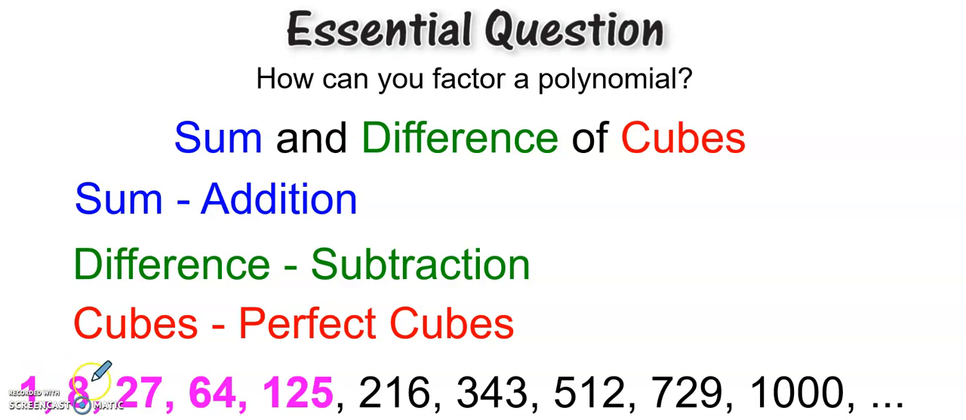1 cubed is 1, 2 cubed is 8, 3 cubed is 27, 4 cubed is 64. Notice that's also a perfect square. 5 cubed is 125, 6 cubed, 7 cubed, 8 cubed, 9 cubed, and 10 cubed.